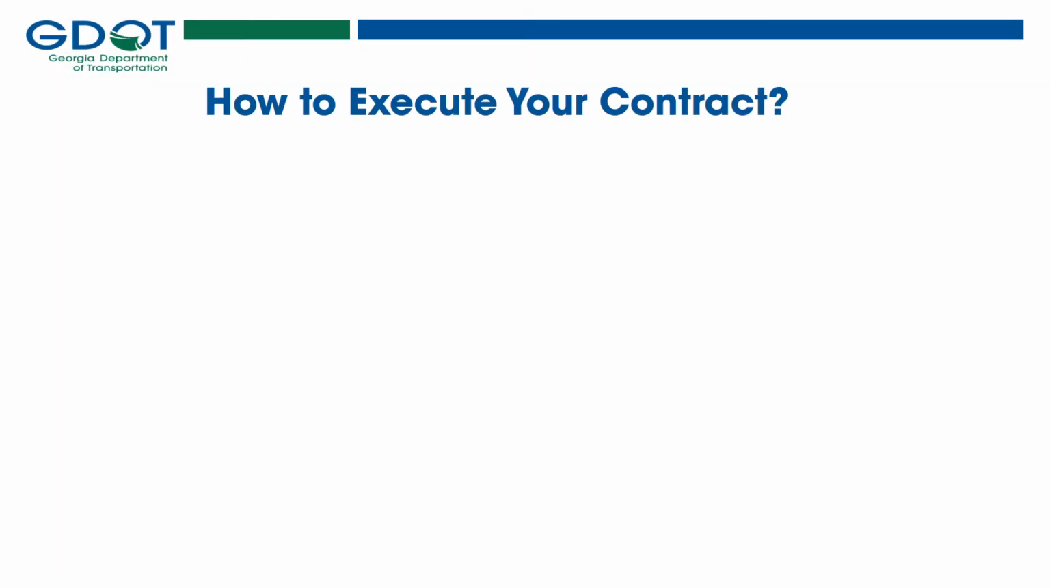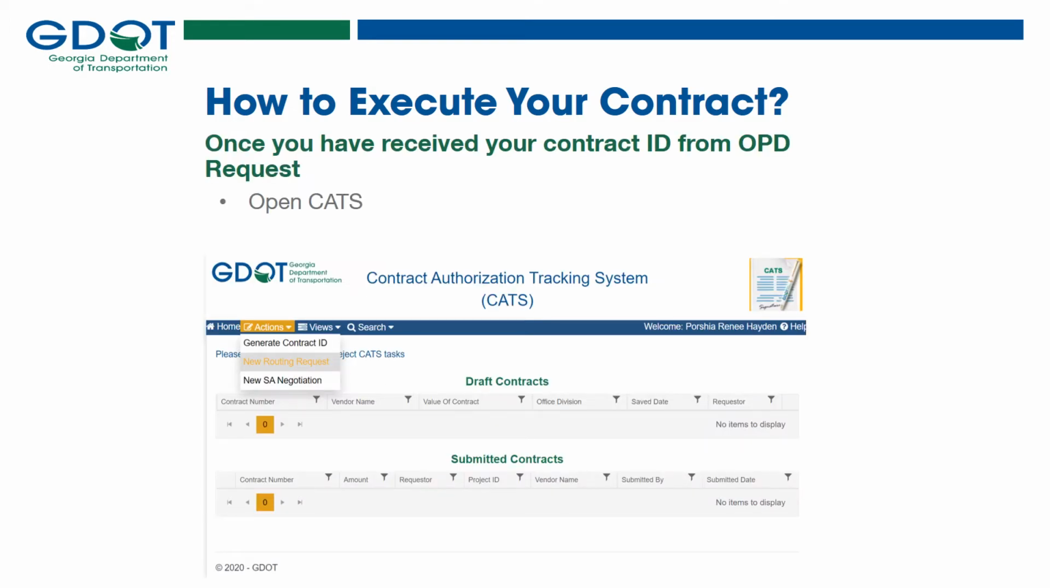Once the project manager submits the request for a contract number to the OPD inbox, the OPD inbox will supply a contract number for the project manager. Navigate to CATS, select actions, and select a new routing request.